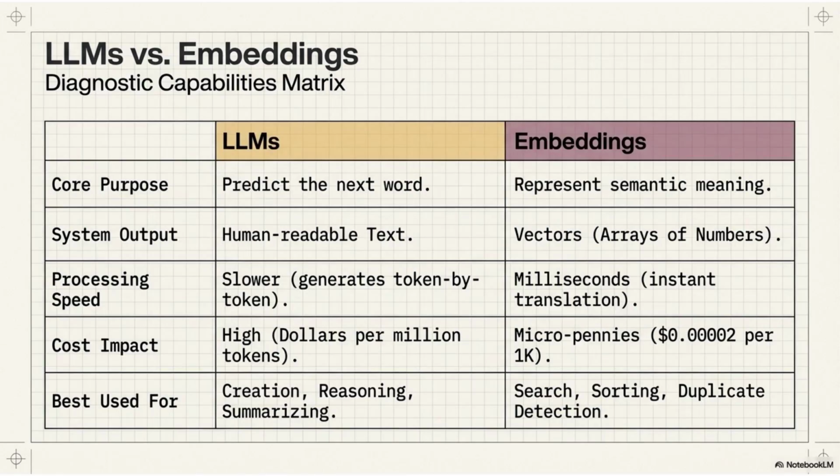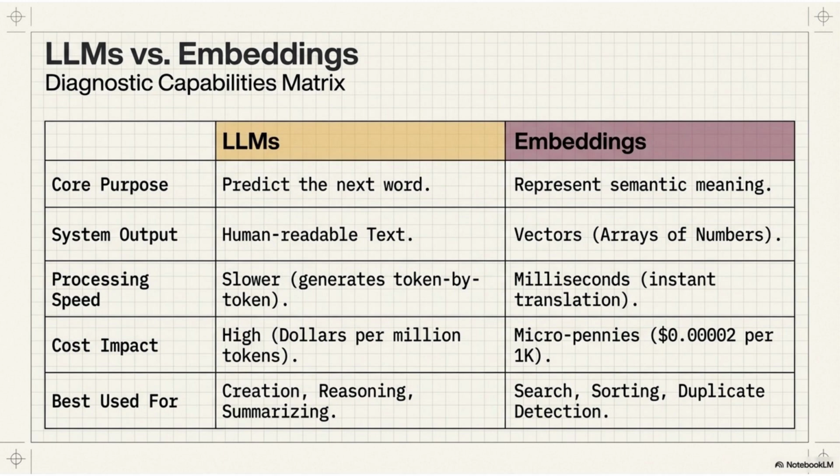It's important to distinguish LLMs from embeddings. This comparison matrix makes it clear. LLMs predict the next word. Their output is human-readable text. They're slower because they generate token by token. They're expensive, costing dollars per million tokens, and they're best used for creation, reasoning, and summarizing.